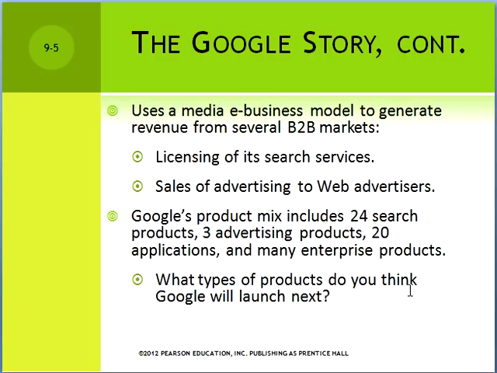What does it do? Why has it become so successful? It uses the media e-business model to generate revenue from B2B markets as well, licensing for its search services, and also sales of advertising to the web advertisers. So they come up with very unique products, and here we are seeing Google's product mix includes 24 search products. There are 24 different products, 3 advertising products, 20 applications, and many enterprise products too.